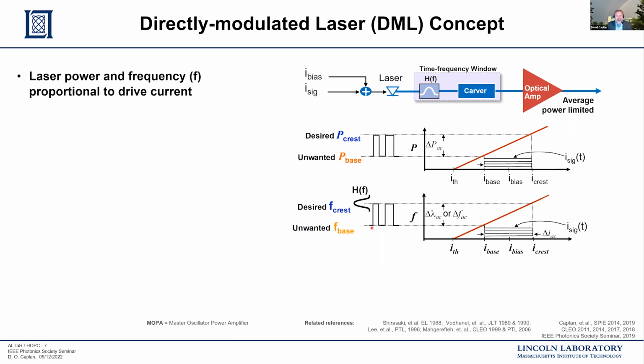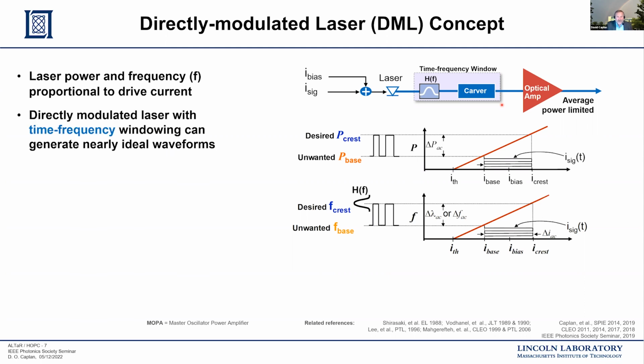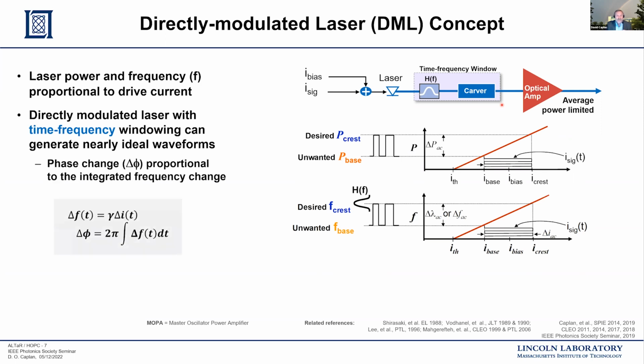The innovation that we've added to this is not only using narrowband optical filtering, but also using time windowing via pulse carving. This results in a time-frequency window, which allows for nearly ideal waveforms to be generated. And when I say nearly ideal, I mean nearly transform-limited optical waveforms with very low size, weight, and power implementation. We can also generate both intensity and phase modulated waveforms, and this is interesting because it really expands the range of modulation options you might consider.